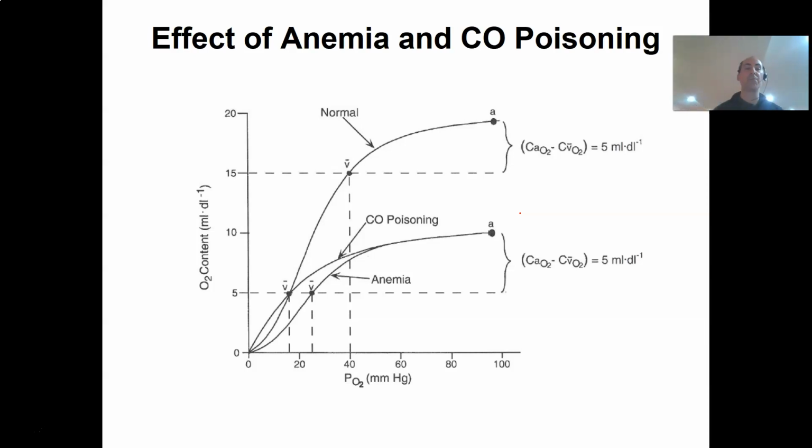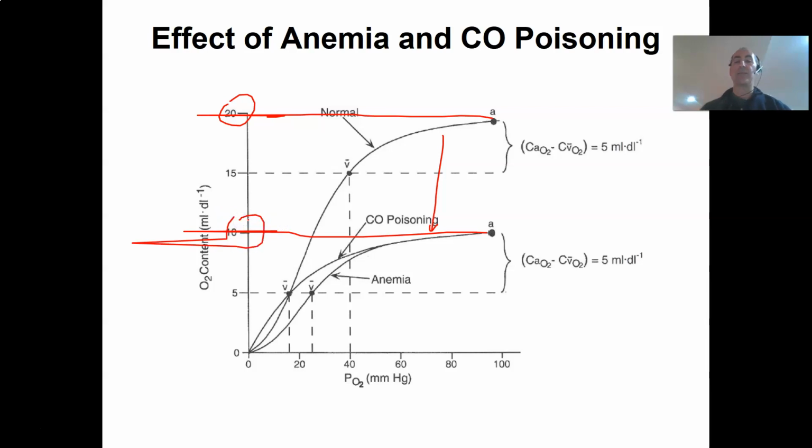In carbon monoxide poisoning, carbon monoxide binds about 250 times tighter to hemoglobin than does oxygen. So it outcompetes the oxygen molecules. So there are fewer spots for oxygen to bind to. So that's why the curve drops, right? The curve is dropped, the total amount. In a normal situation, you can get up to 20 mL per deciliter. In this situation, you're at about half of the capacity.